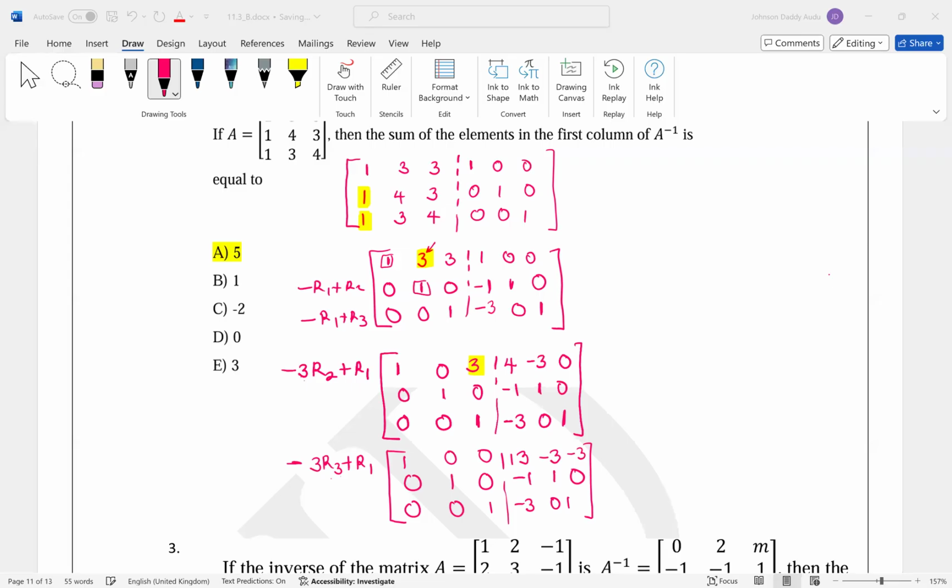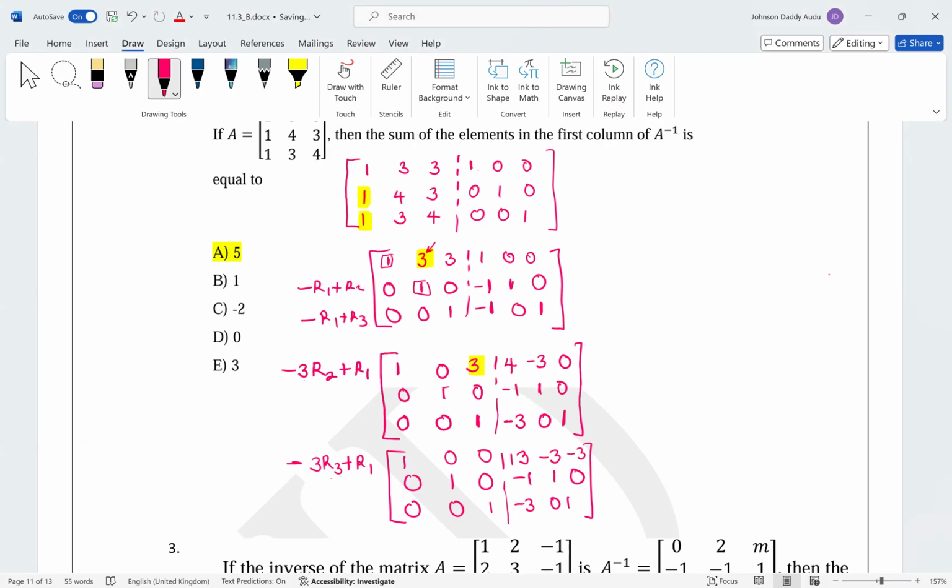Right, so let's see here, where we said minus R1 plus R3. This is going to be minus R1 plus R3. So this is supposed to be minus 1. So this is minus 1. Okay. So here, where we said minus 1, so we have this is going to be minus 3R2 plus R1.